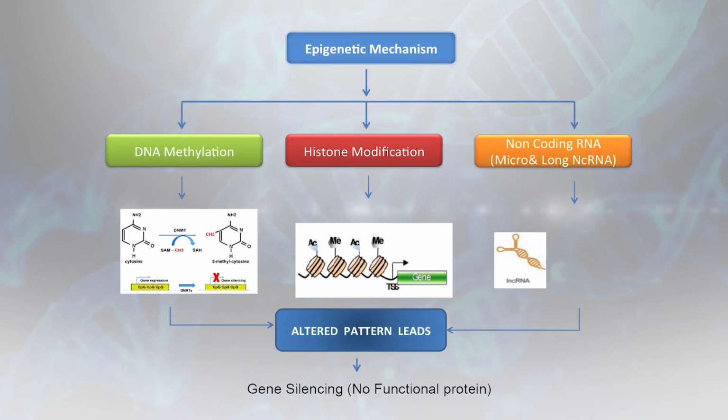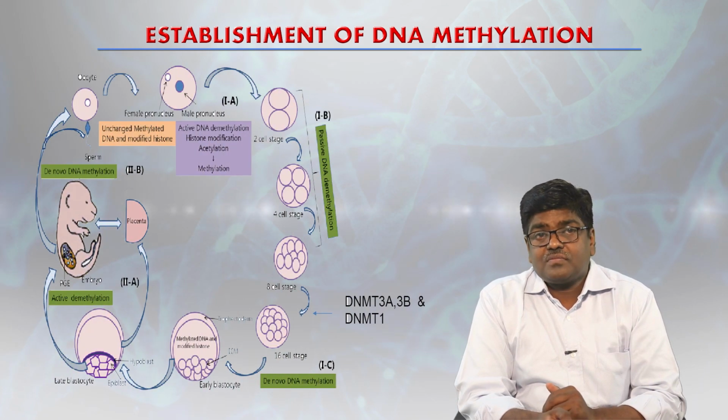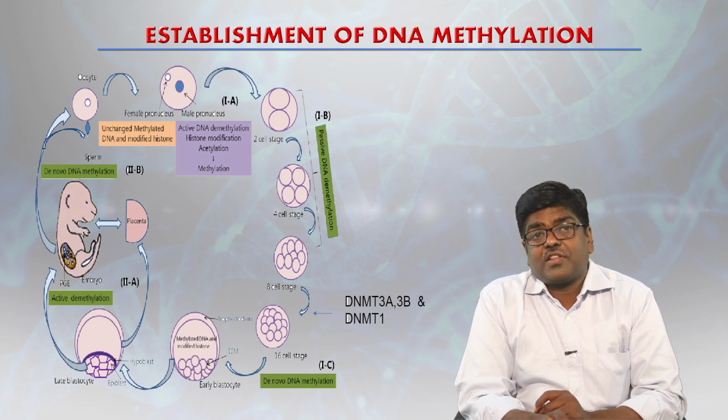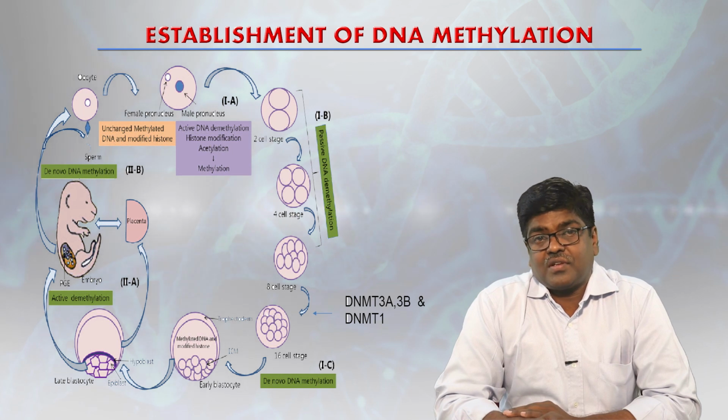So, different types of epigenetic mechanisms. One is DNA methylation, histone modification, and non-coding RNAs. These three different mechanisms play a role in regulation of gene expression. We'll see them one by one. DNA methylation is basically the addition of a methyl group to cytosine in the DNA.